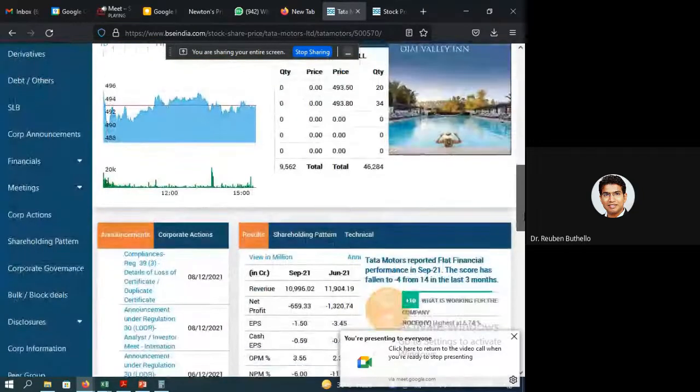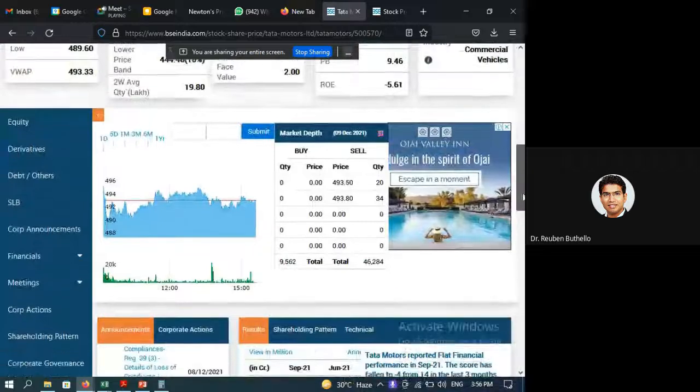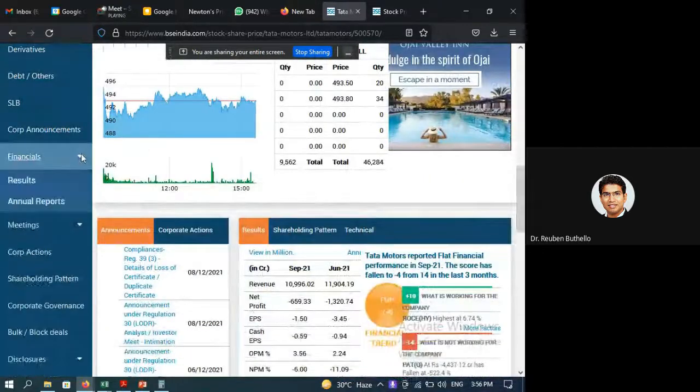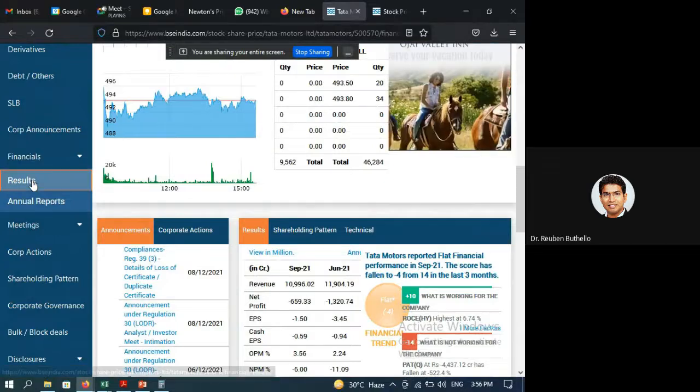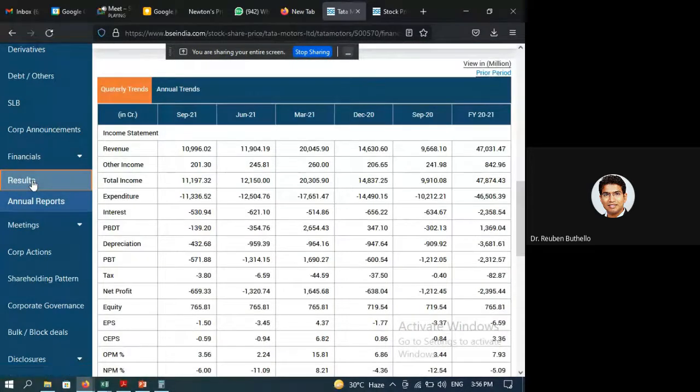Okay, so if I go down, you see financials here. There are annual reports and there are results. So let us open the results section. Now, if I go to the annual reports, I'll get everything there. But good, there are quarterly results which are uploaded over here. Nice for me. I can look at these results and understand.